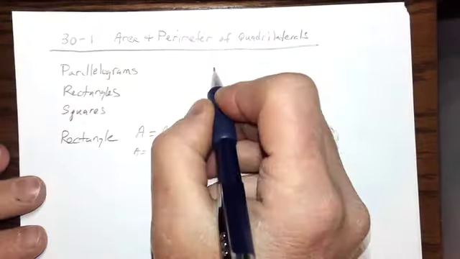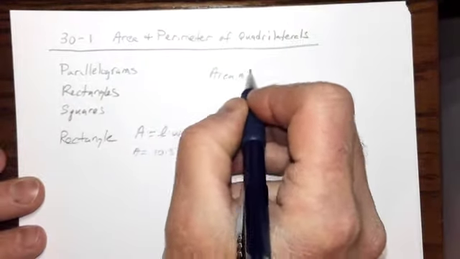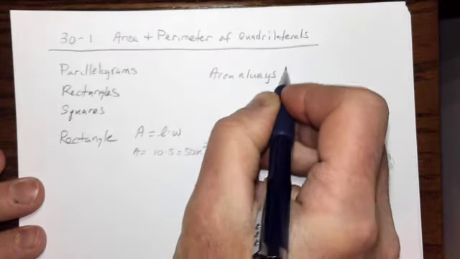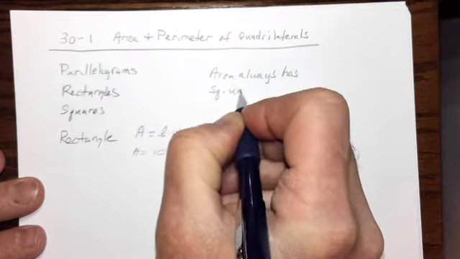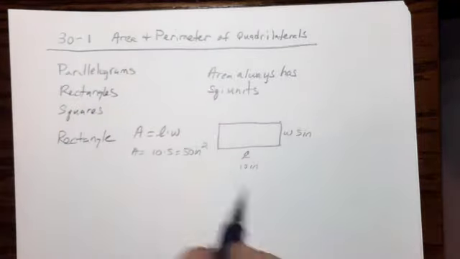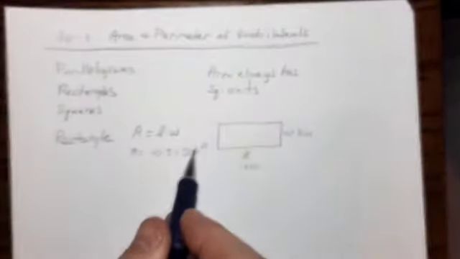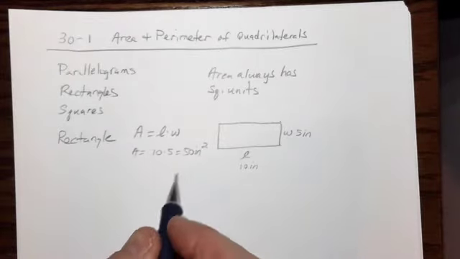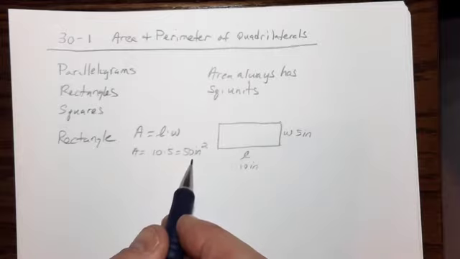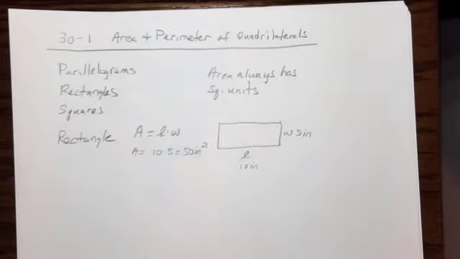So area always has square units. So square inches or square meters or square feet or whatever it happens to be. So your answer is just that. You have to put the units on there if it has units in the problem. So for a rectangle, area is length times width. Okay.